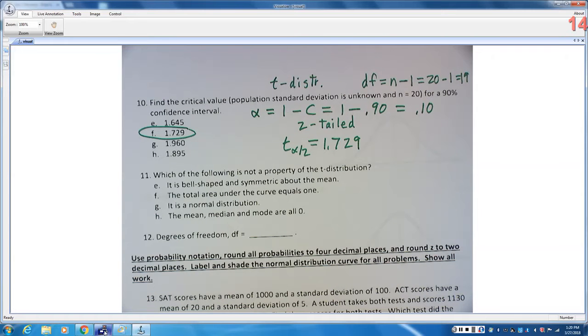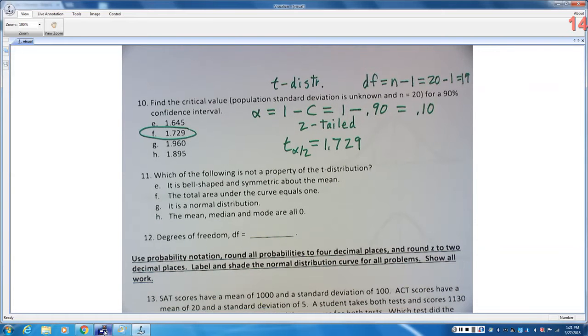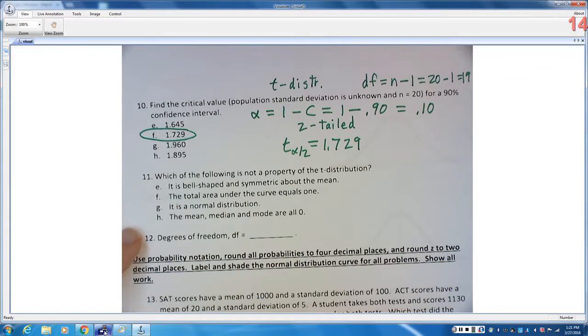You want to use the table? You can use the table. If you want to use your calculator, some calculators don't have inverse t. It's actually, do you want to see how to use it on the calculator again? Do you guys have it on your calculator? Or do you like this way? Yes. Like this way? You're going to get the table, you just do it this way. I showed you, you can look back at the notes.